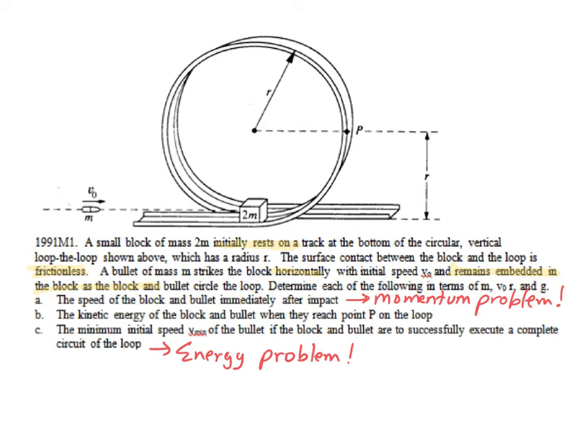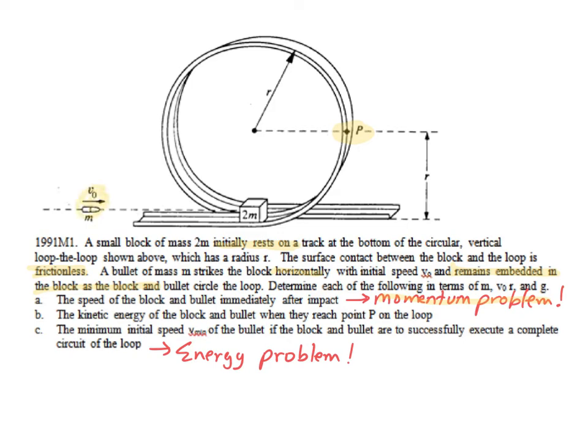The speed of the block and the bullet immediately after impact. That's a momentum problem, okay? Trying to answer the question of after these two things interact, you know, this collision of the bullet and the block, after that interaction, how fast are they moving together? That's a momentum question. What's the kinetic energy of the block and the bullet when they reach point P on the loop? Okay, that's obviously an energy question, which we can answer once we know the velocity of the bullet and the block. And last is, what's the initial speed of the bullet?